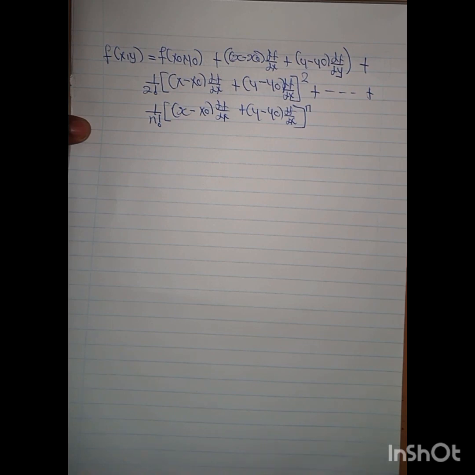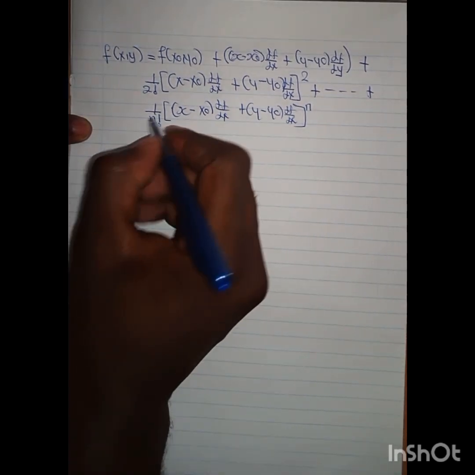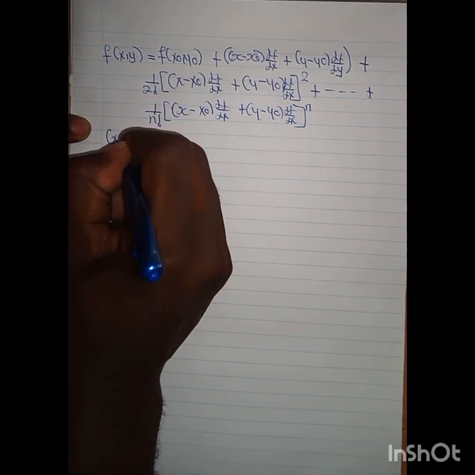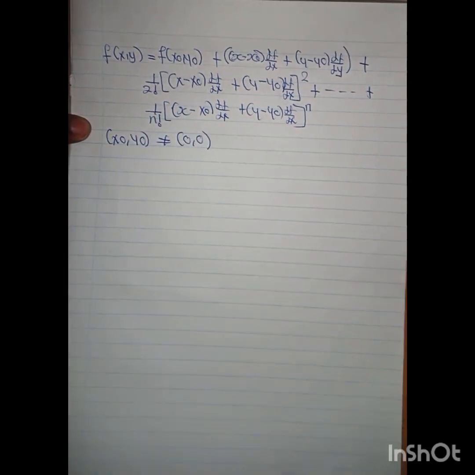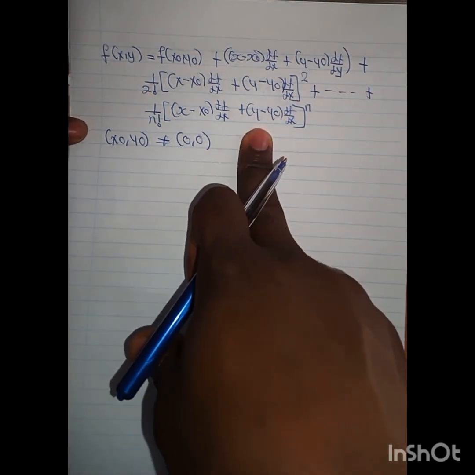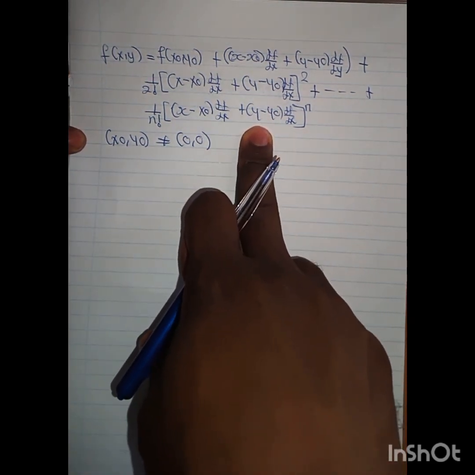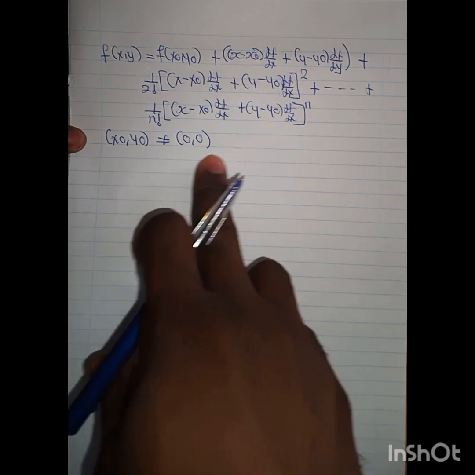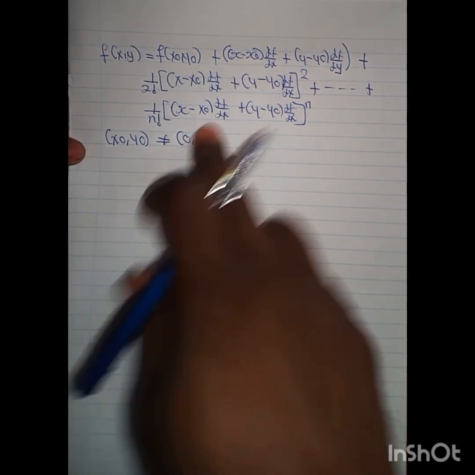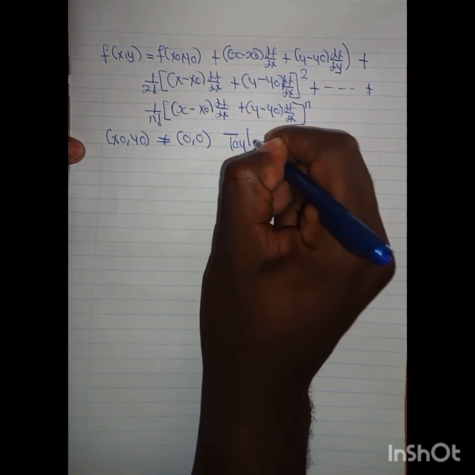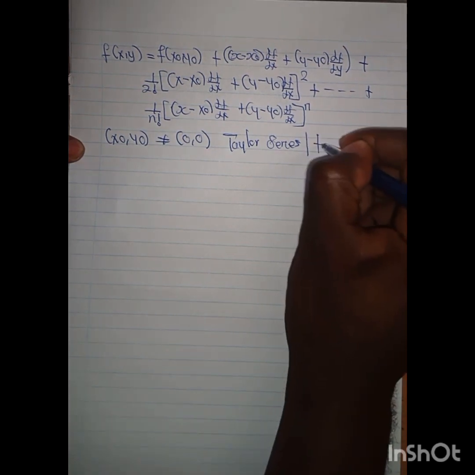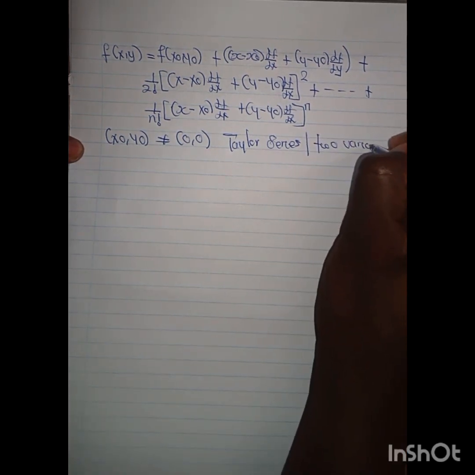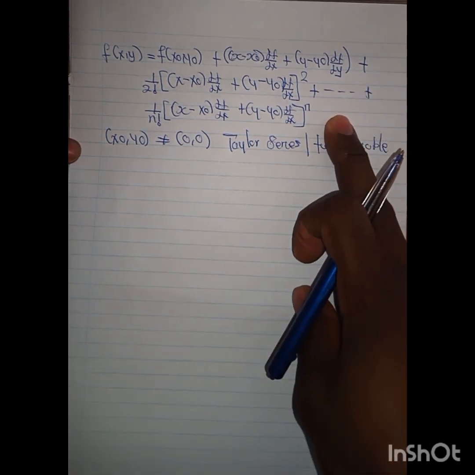So the following formula that we have here is called the Taylor series in two variables. This formula is applicable when we have the point x naught and y naught not equal to 0 and 0. We can use the following formula to solve a problem if we are given an equation with the points not equal to 0 and 0. So for the Taylor series with two variables, we use the following formula.